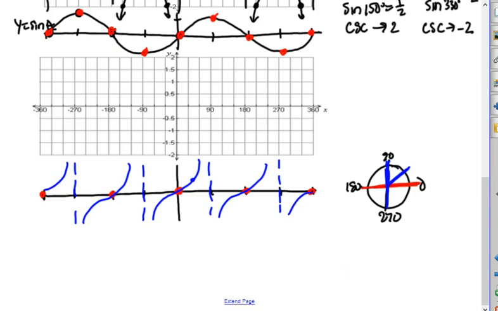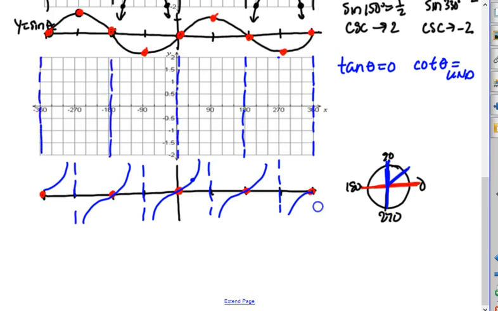Okay, so now let's think about wherever tangent of theta equals 0, cotangent of theta is undefined. So every place I have these red dots where tangent of theta is 0, cotangent is going to be undefined. So cotangent is undefined at 0, 180, and 360, and negative 180 and negative 360. Wherever tangent of theta is undefined, cotangent of theta equals 0. So wherever there are asymptotes here, then cotangent is going to be 0. Now, don't stop and think, oh, I know, now we just make the curves.